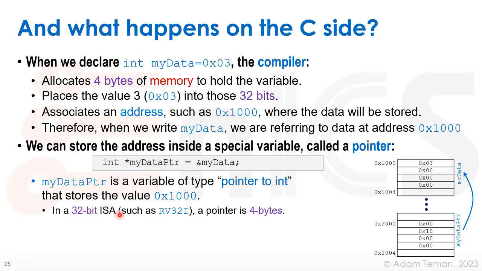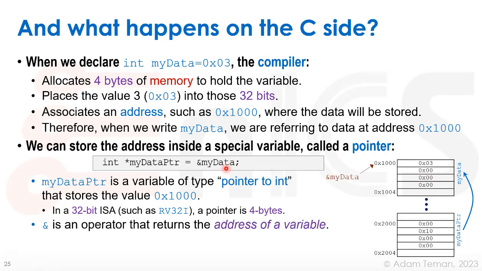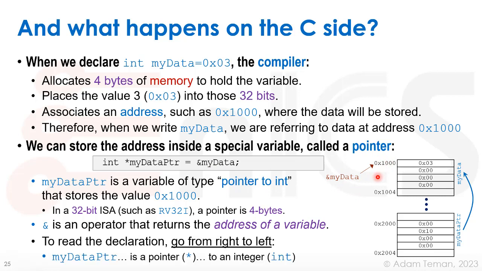In a 32-bit ISA such as RV32I, the pointer will always be 4 bytes. So all types of pointers are going to be 4 bytes. Somewhere over here, we're going to create this variable, my data pointer. We're going to allocate 4 bytes for it and store inside the address of what it's pointing at. So my data pointer is these 4 bytes, which store 0x00001000, and it's pointing at this address, which is where the variable my data is. As I said before, this & is an operator that returns the address of a variable. So when we write &my_data, it's going to return 1000.